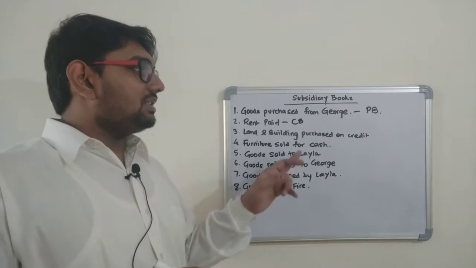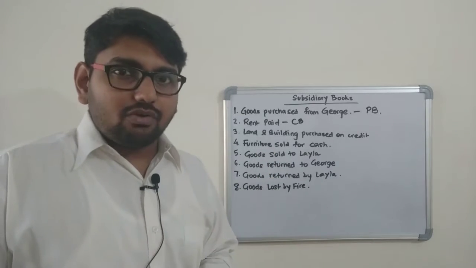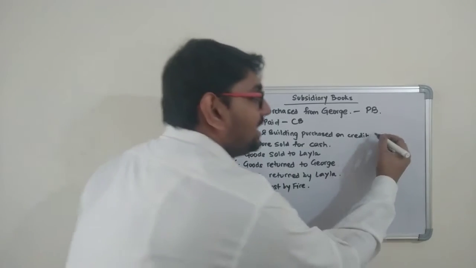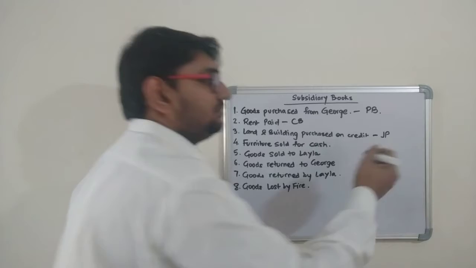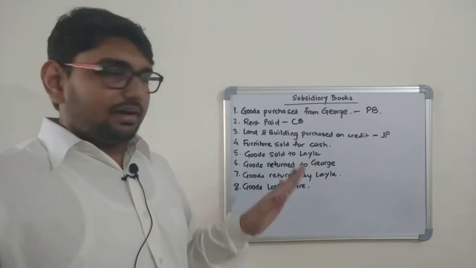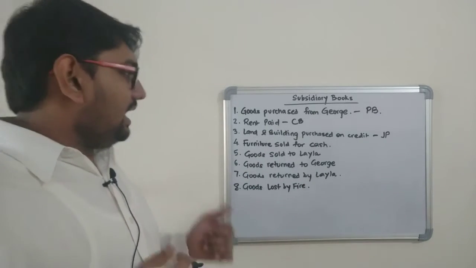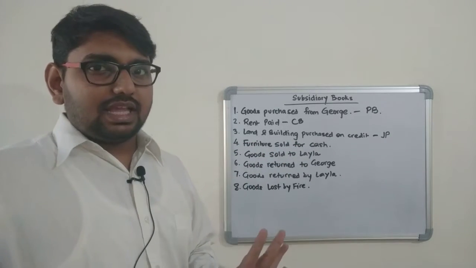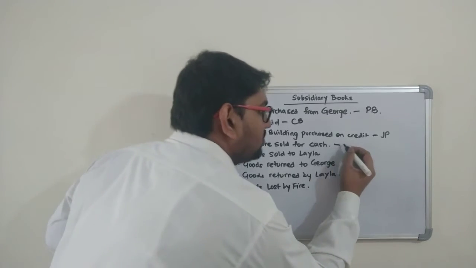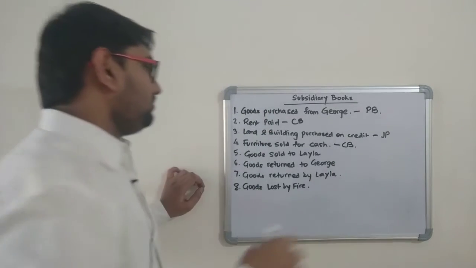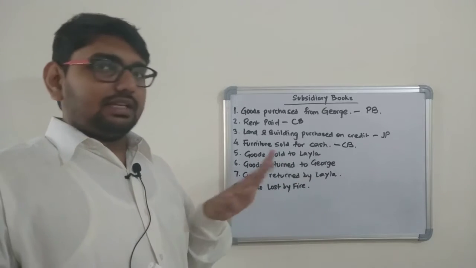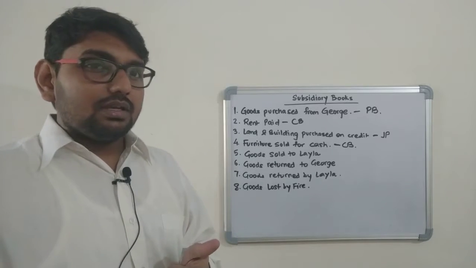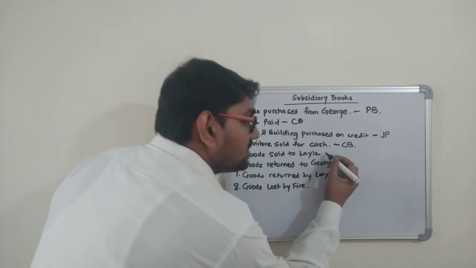Then land and building purchased on credit. Is there any cash involved? No. Are there any goods involved? No. Which means it directly goes into the journal proper. Clear? Till here, I think it is very easy. Next one. Furniture sold for cash. First question. Is there any cash involved? Yes. So this goes into the cash book. Goods sold to Leila. Cash involved? No. Goods involved? Yes. And what am I doing? I am selling the goods. So it will go into the sales book.